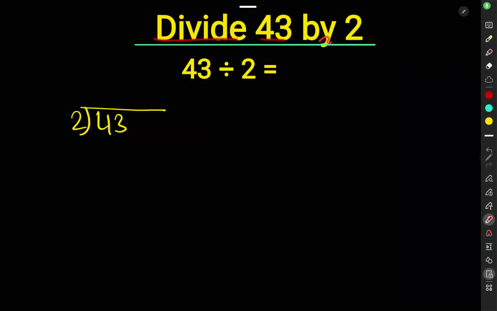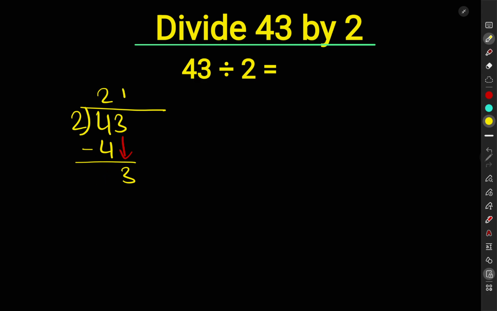Divide 43 by 2. So here we divide 43 by 2 in a long division method. So 2 times 2 means 4. On subtracting we get 0. So now this 0 is less than 2. So we put down the number beside this, 3, and we can remove this 0.